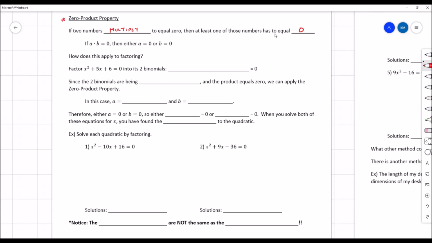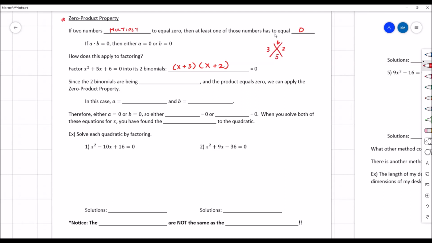Well, if we have x squared plus 5x plus 6, we can break that down into 2 factors since A is 1. Looking for 2 numbers that multiply to give us 6 and add to give us 5, and that's 3 and 2. Since A is 1, we have x plus 3 and x plus 2. Rewriting x squared plus 5x plus 6 into binomials looks like this.